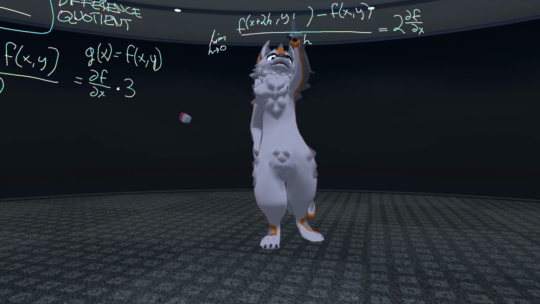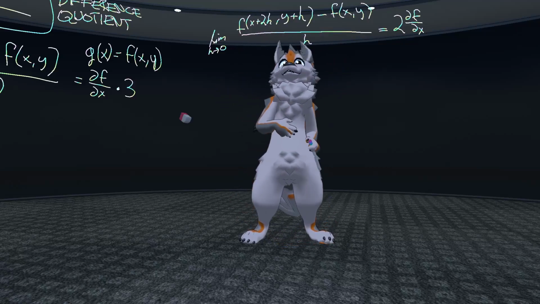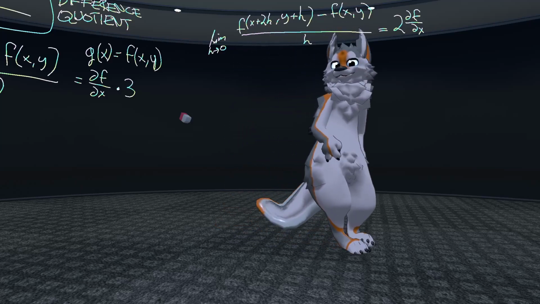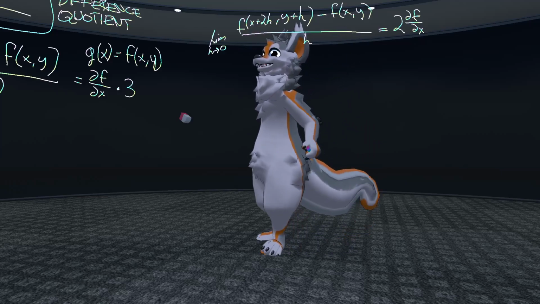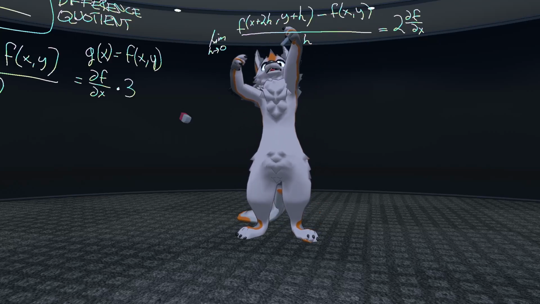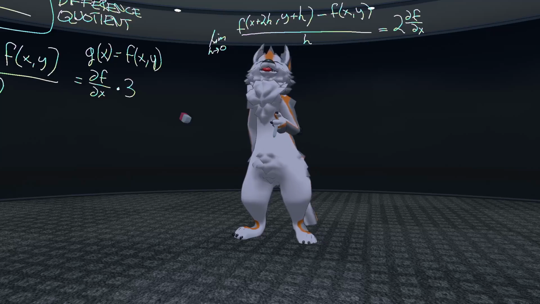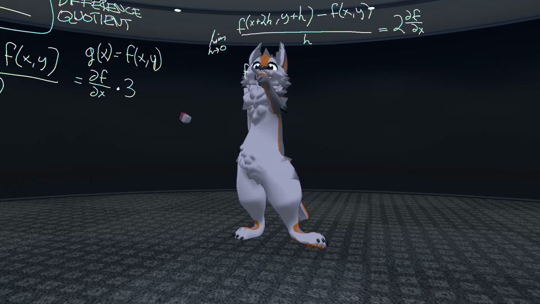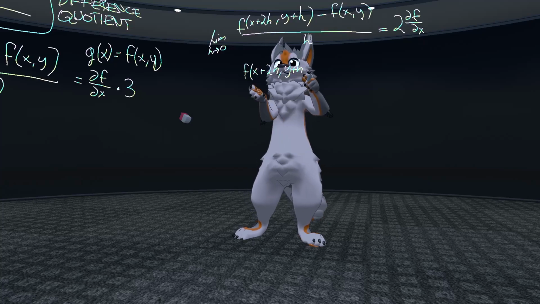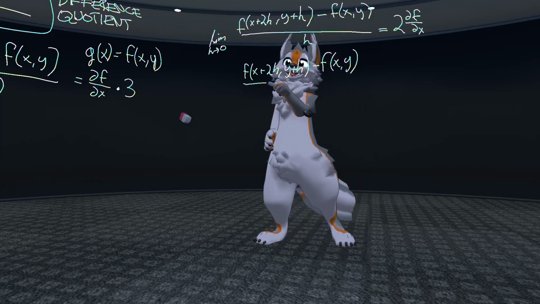Now, what would happen if we also added a plus h to this y? So we're moving in a crazy direction in the input space, in the domain. What would this be? Well, it's actually quite difficult to say like this, but one way that we can approach this problem is to think about what we would need to add to the situation that we already know how to solve to get this thing. So let me be a bit more clear here. We want to accomplish this expression: f of x plus 2h, comma, y plus h, minus f of x, comma, y. This is what we want to figure out.